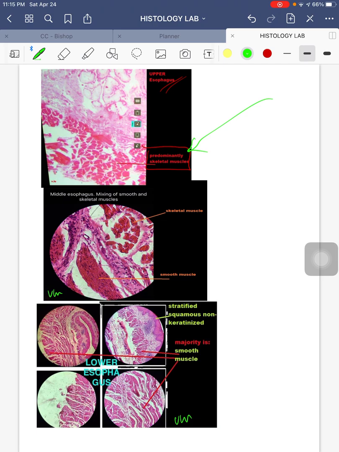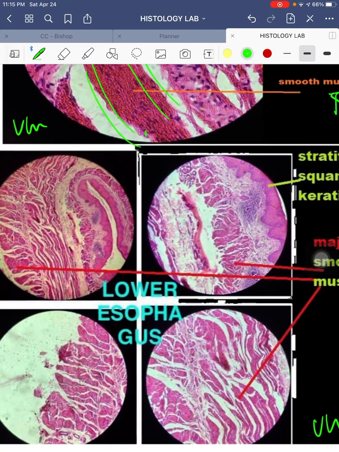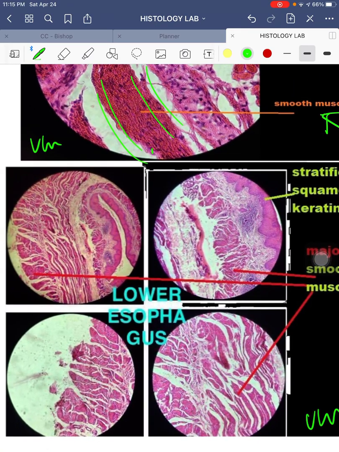The mid 1/3, just like the previous picture, is composed of skeletal and smooth muscle. You see the skeletal muscle here, with peripheral nuclei. You can notice here this is your smooth muscle, fusiform, spindle shaped, very elegant looking. And finally, your lower esophagus. If we try to zoom in, you can't really appreciate it.